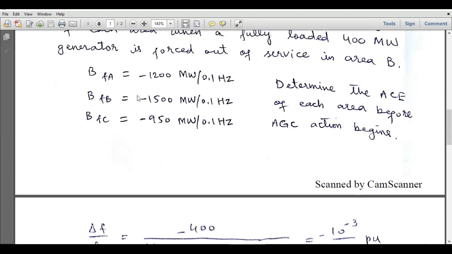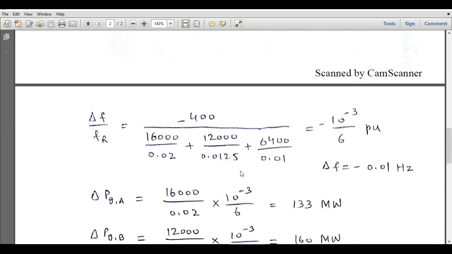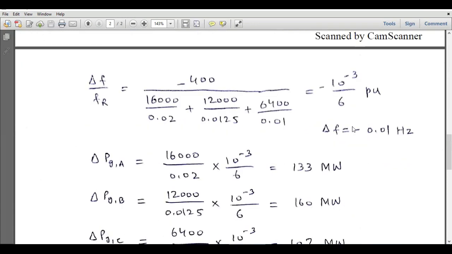And let's calculate delta F over FR. So 400 megawatt has become out of service. So minus 400 divided by these numbers, which are given to us, will give us delta F over FR, which is equal to minus 10 to the power minus 3 divided by 6 per unit. And delta F will be equal to minus 0.01. We will multiply this with FR, which is 60 hertz, and we will get delta F equal to minus 0.01 hertz. It means our system frequency will decrease by 0.01 hertz.